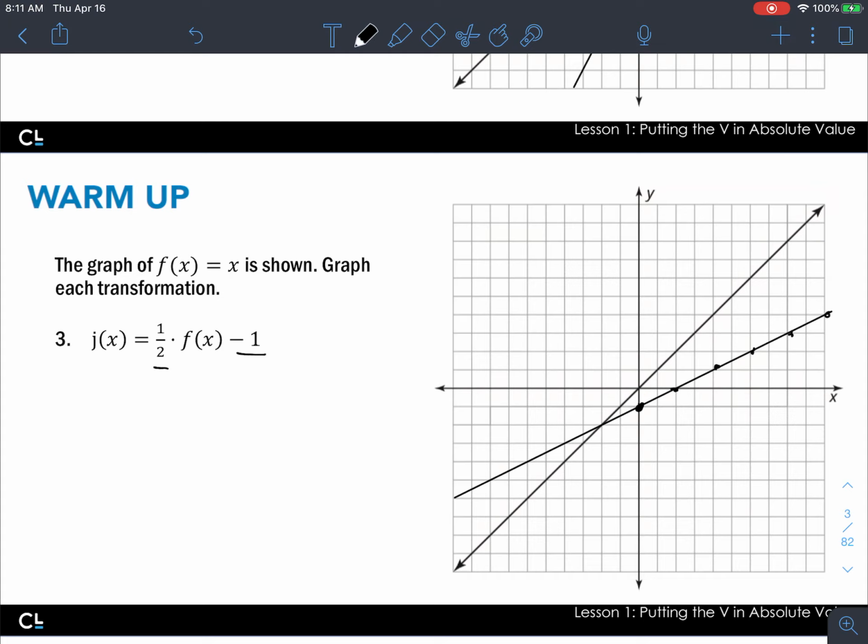And then you just label this. We'll label it down here, j of x. And that's all you have to do for that one. Okay, so to graph them, you look at this first point here. It tells you where on the y axis. And then you look at here.